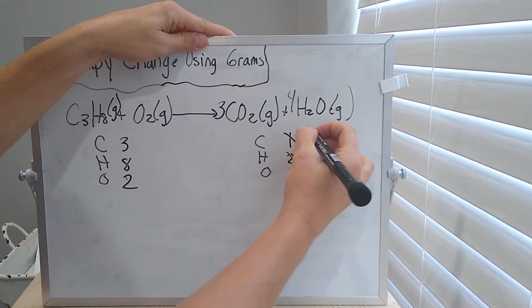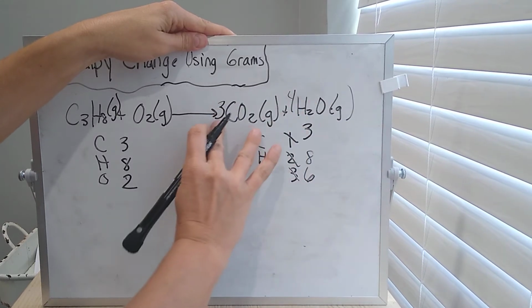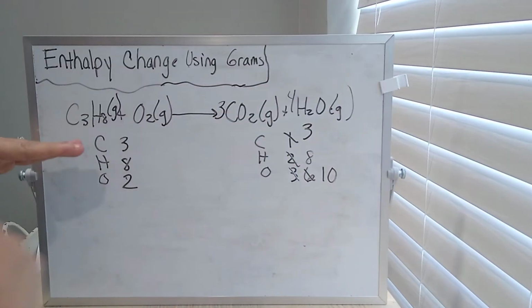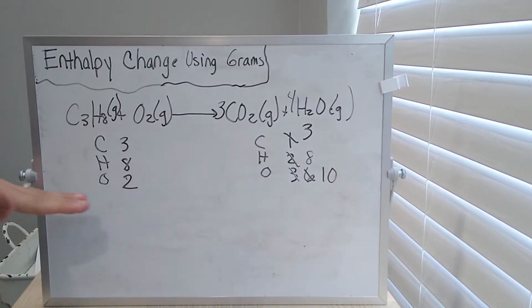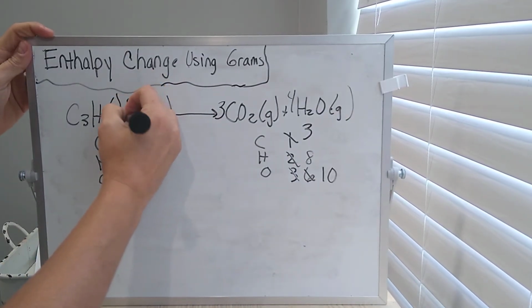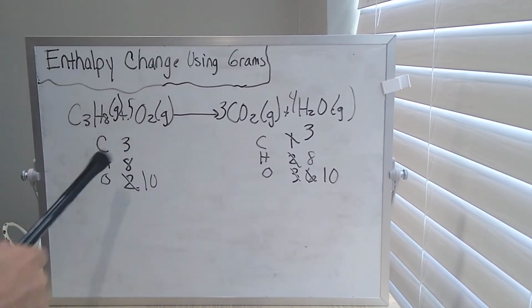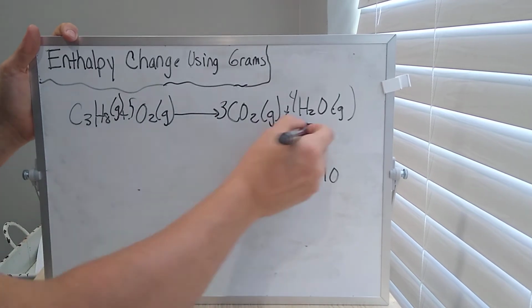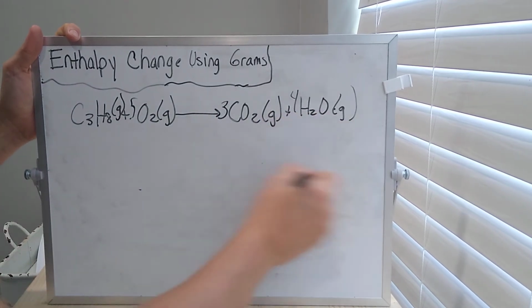this. So now I've got 3 carbon, and now I've got 6 oxygen here, 4 oxygen here, for a total of 10. So now I've got 3 match, 8 match, and so now I just need a 5 in front of my oxygen to become 10. Good, so I've got 3, 8, 10 on both sides. So now we've got a balanced equation. I'm going to erase this for space.